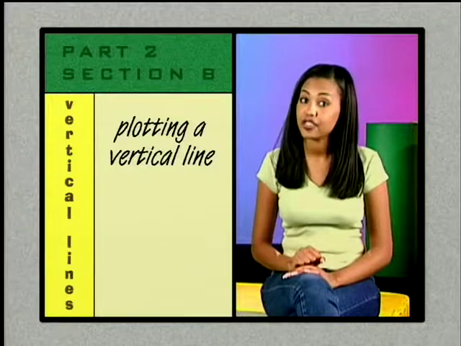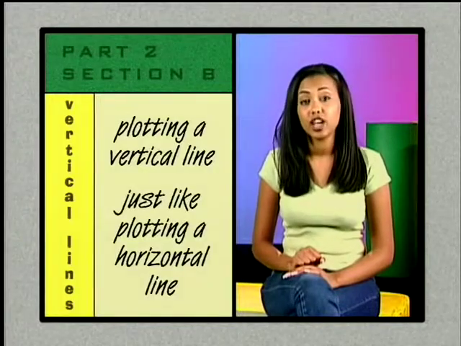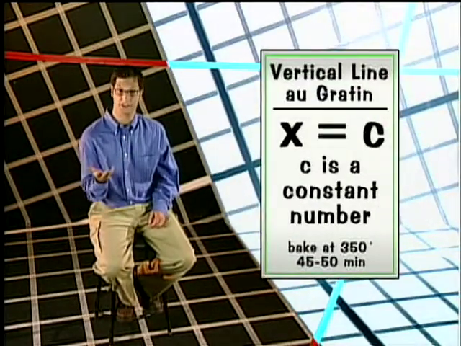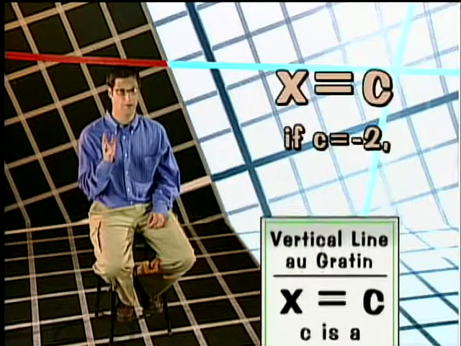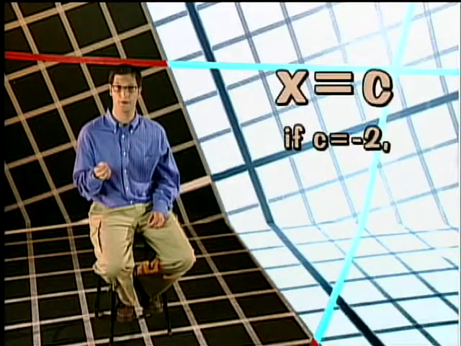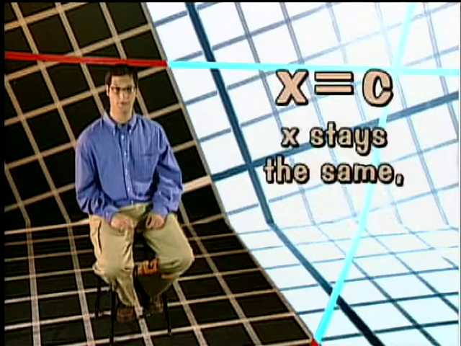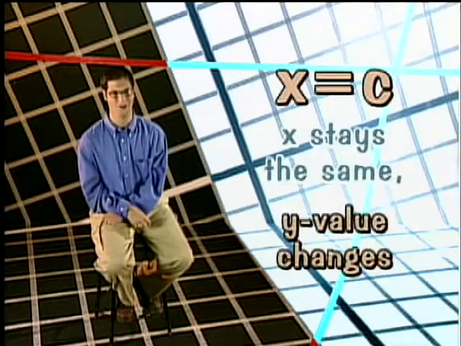Plotting a vertical line is very similar to plotting a horizontal one. We just kind of flip the values. The recipe for making a vertical line is x equals c, where c is some constant number. So if we've got something where c equals negative 2, then our x value always equals negative 2. This time, x will stay the same and our y value will change.